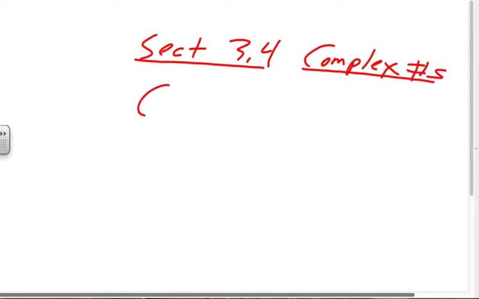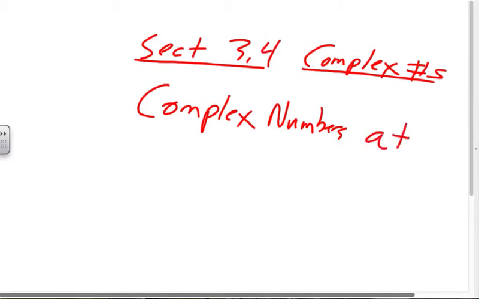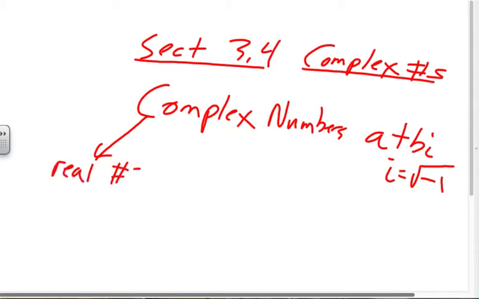But before we do that, let's sort of fit this all into a big picture. Complex numbers are the overarching thing, and they're in the form of a plus bi. i is the square root of -1. Below that, we've got real numbers. These are what you've been dealing with. Real numbers, b is 0.